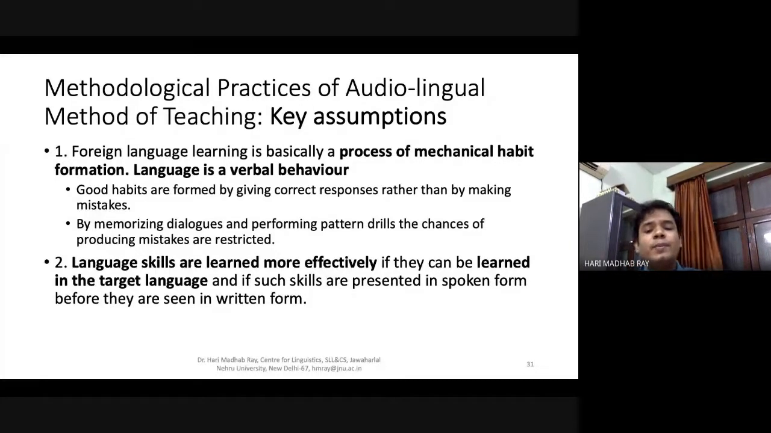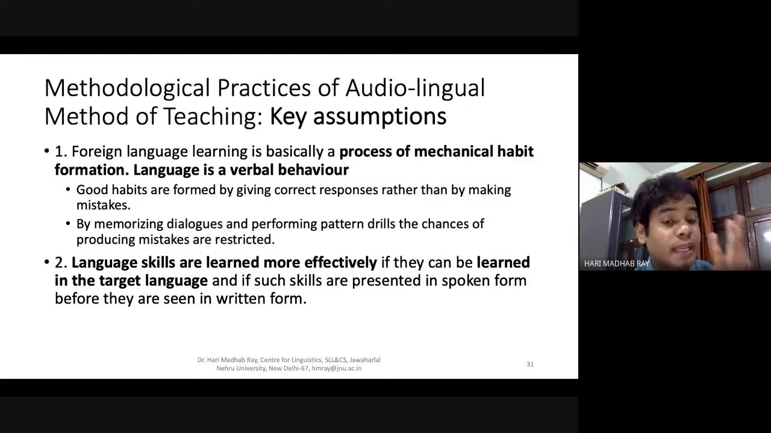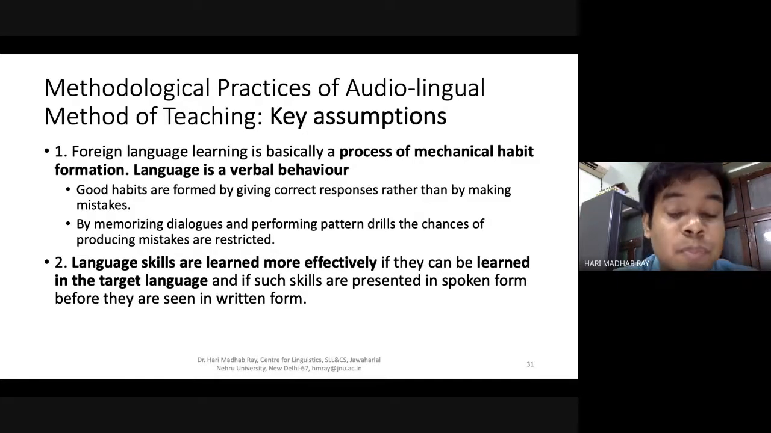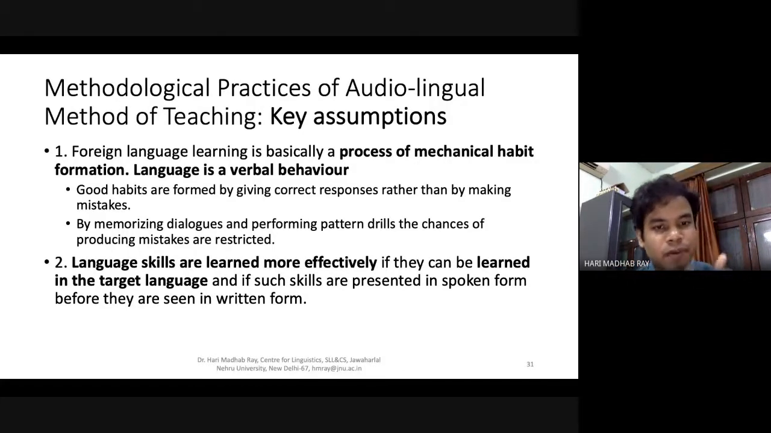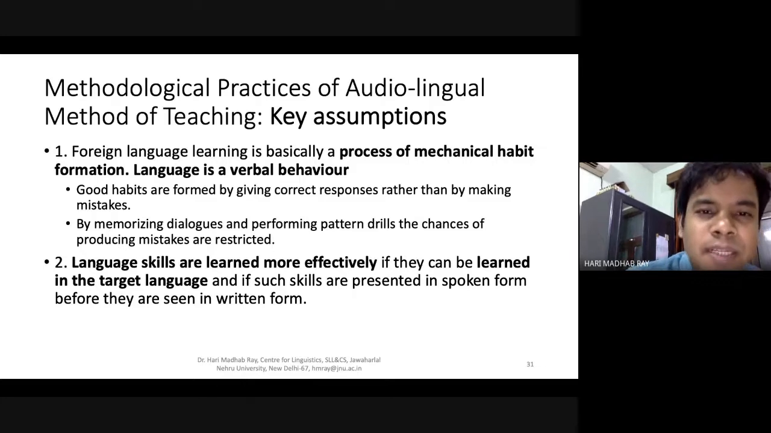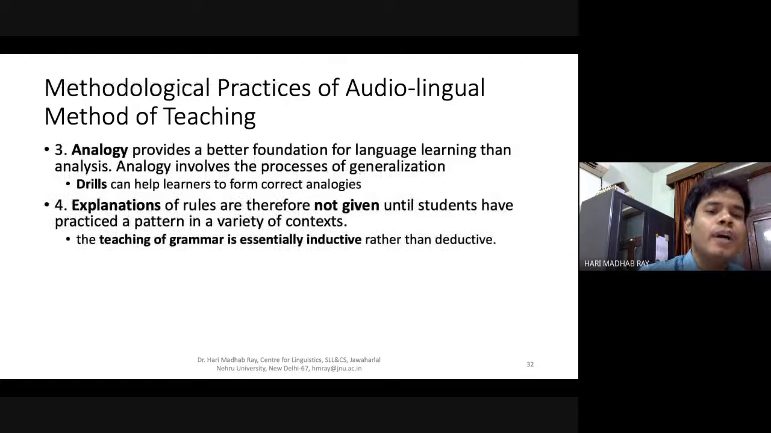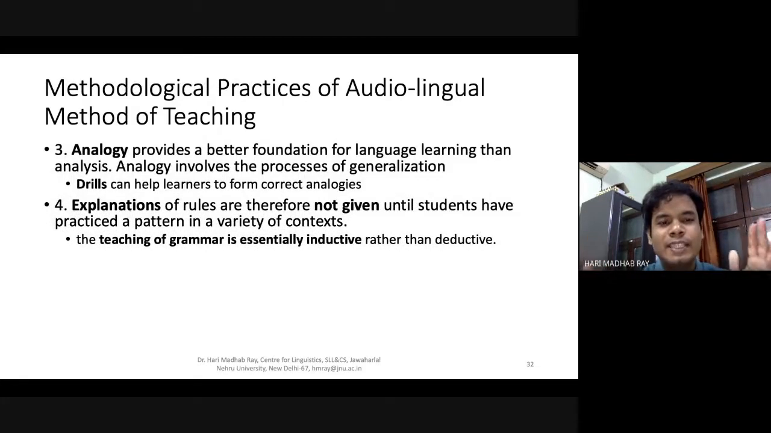Language skills are learned more effectively if they can be learned in the target language, and if such skills are presented in spoken form before they are seen in written form. So written form will be introduced later, but language skills, especially the spoken skills, are learned more effectively if they can be learned in the target language. So their primary focus is mainly on the spoken language, and then slowly and gradually they introduce the written language, you see.